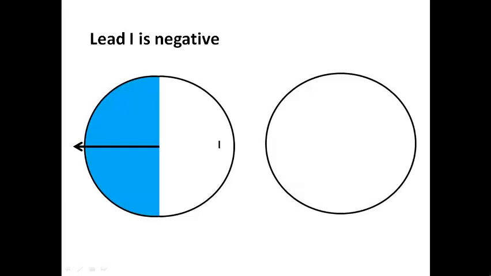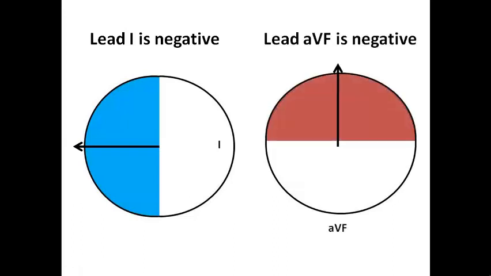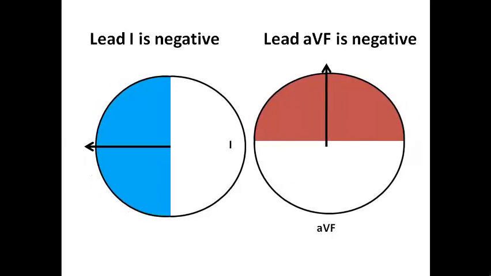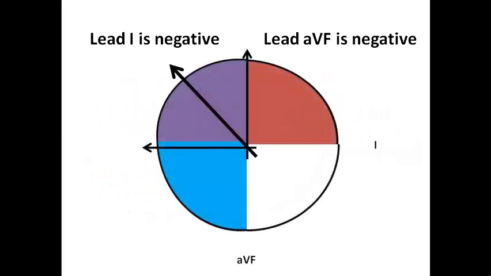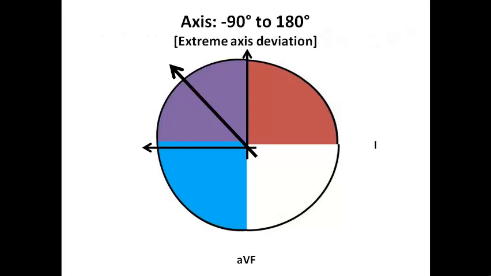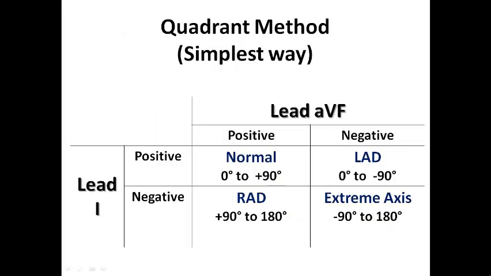Last example here, lead 1 is negative and lead AVF is negative. So lead 1 is negative, it is directed toward 180 degrees. Lead AVF is negative, it is directed toward minus 90 degrees. If we merge these two images together, the axis of the heart is directed toward the right upper quadrant of the heart, so it is extreme axis deviation. So the Quadrant method is the simplest method for determining the axis of the heart. It uses only lead 1 and lead AVF to determine whether the axis is normal, left, right, or extreme.